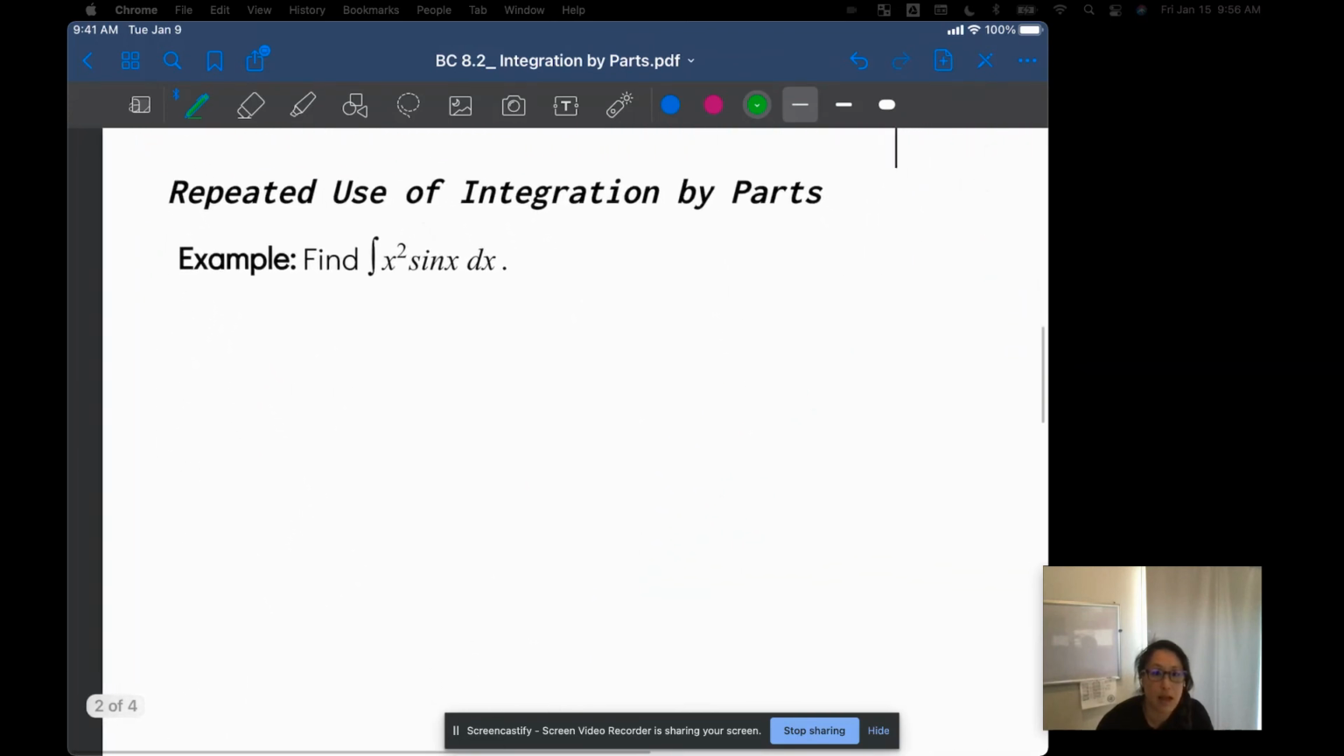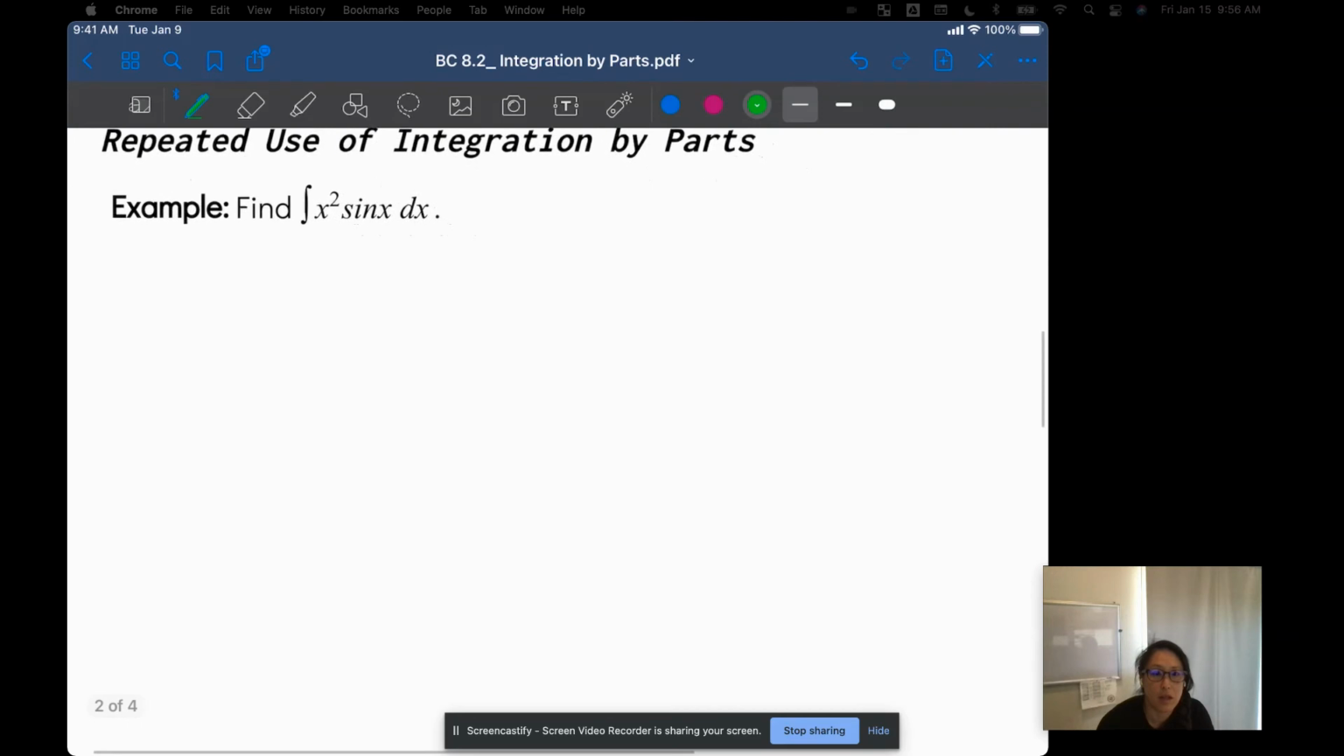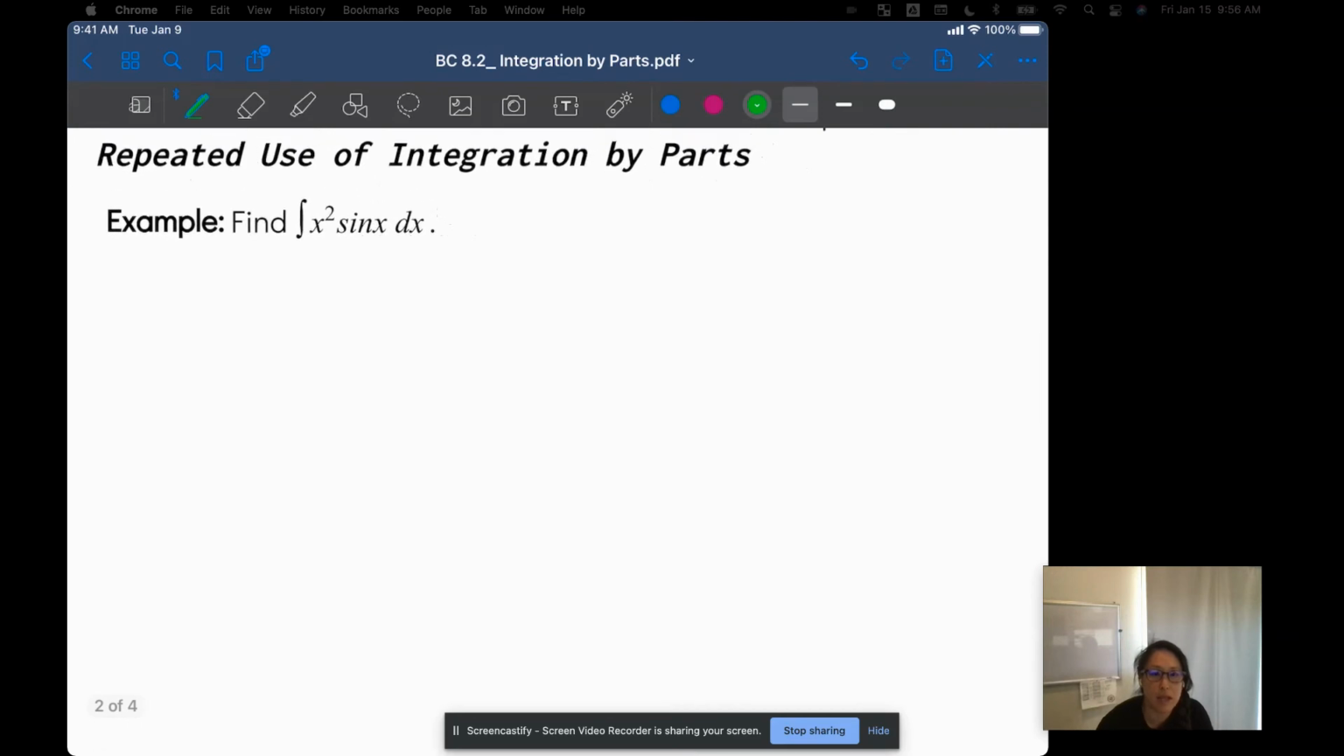All right, so sometimes when we assign a u and a v and do integration by parts, the integral inside your rewritten expression is something you cannot take the integral of, so we have to do integration by parts again. So I am going to start with taking the derivative of x squared.